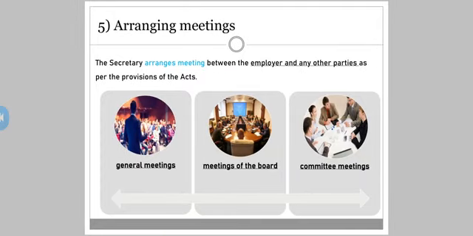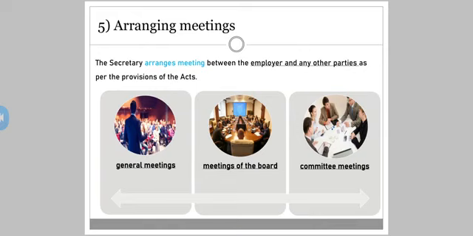Now, the fifth important function of a secretary is arranging meetings. The secretary arranges and conducts meetings between the employer and other parties as per the provisions of the Act. There are different kinds of meetings related to different stakeholders. We have already seen in correspondence what we understand by the word stakeholders. Stakeholders are nothing but persons who are in connection with the company.